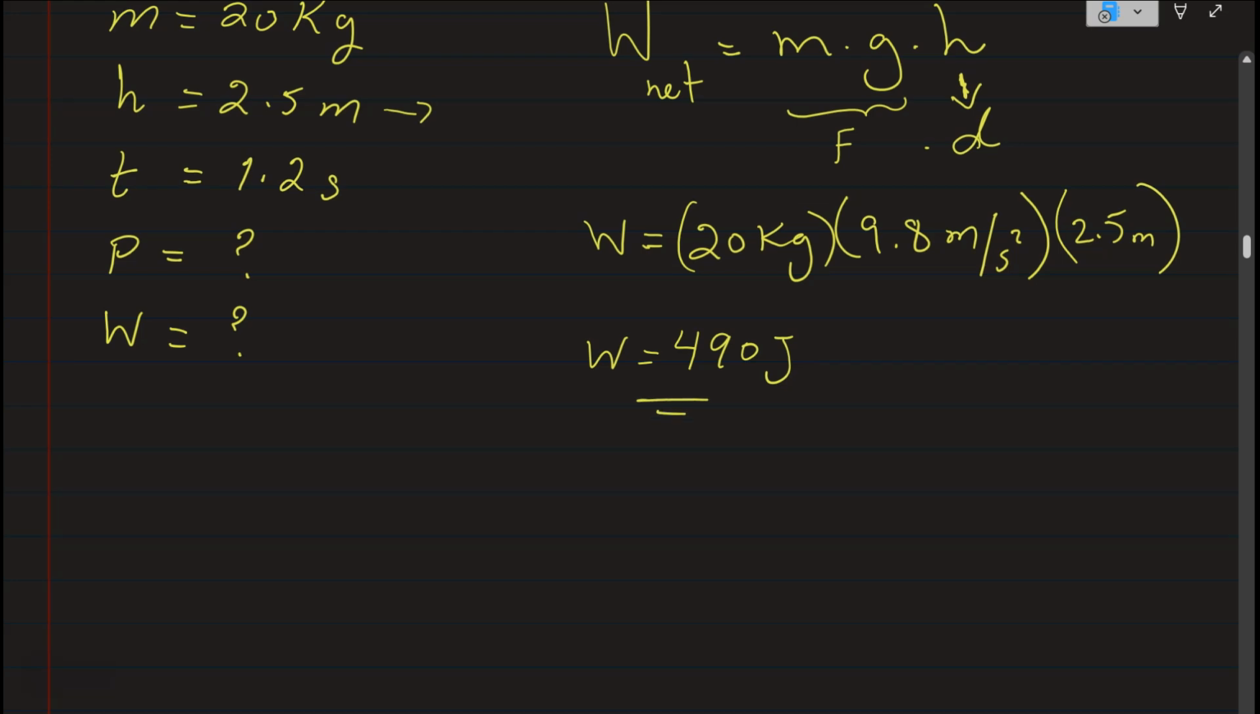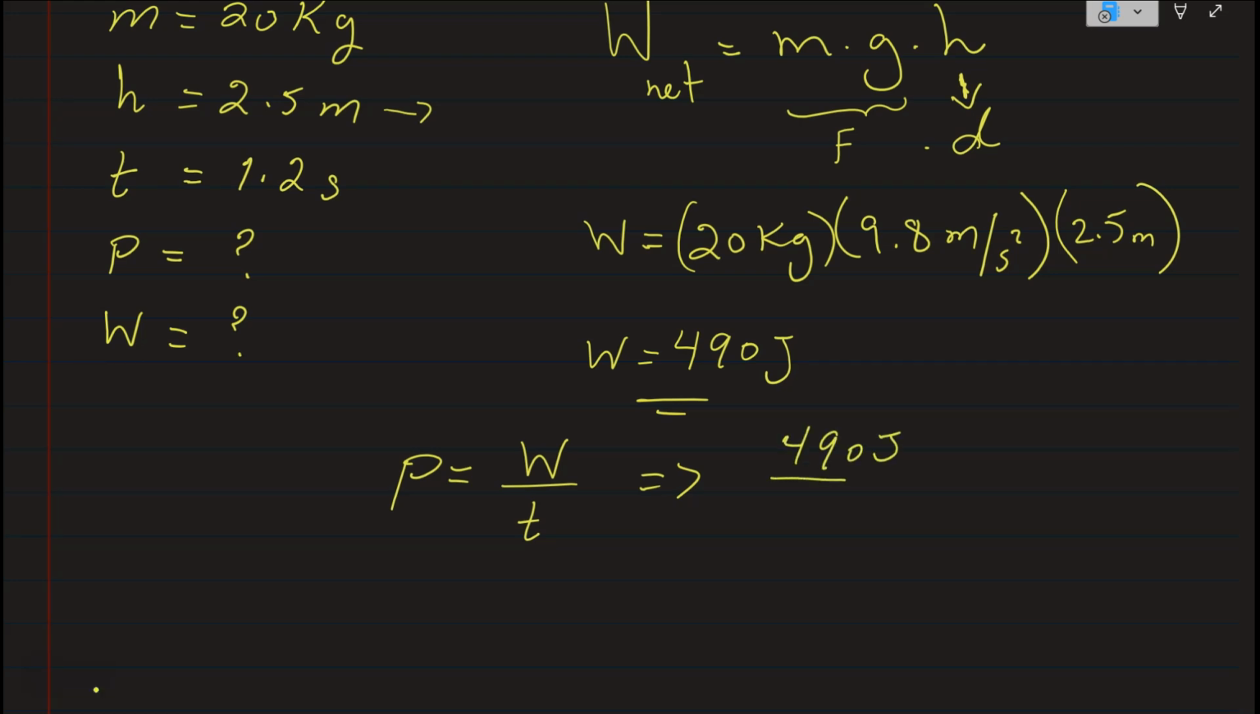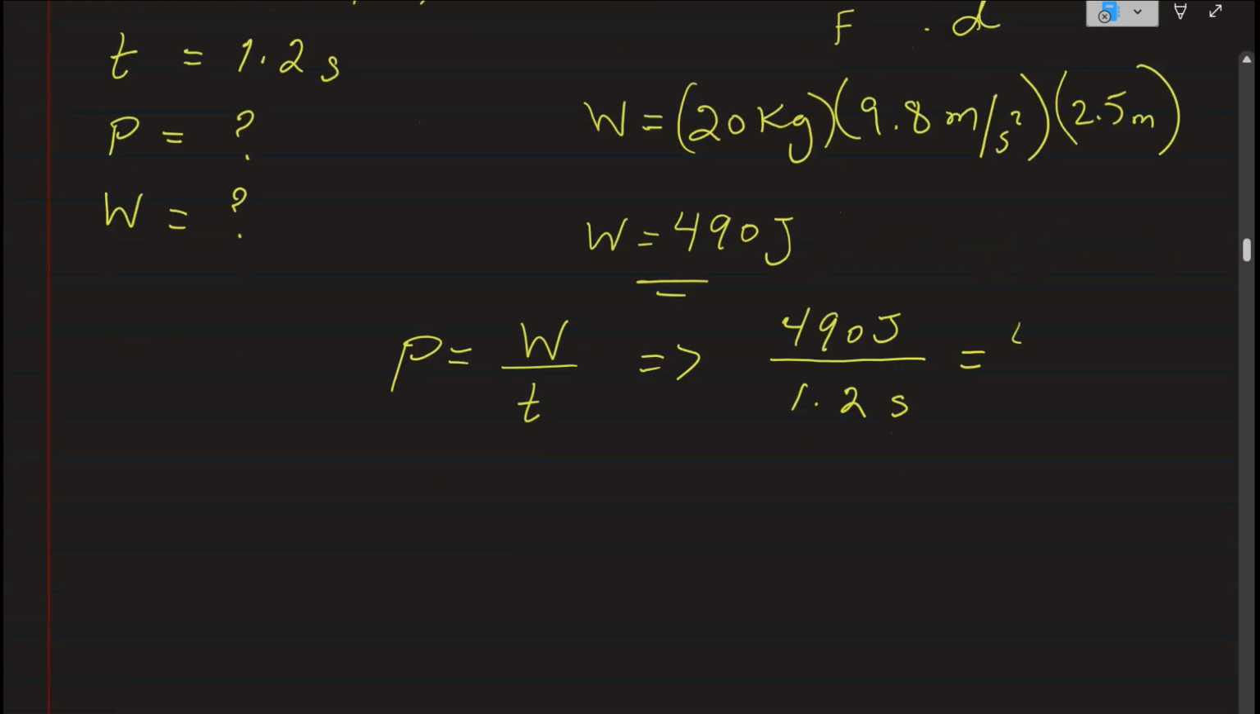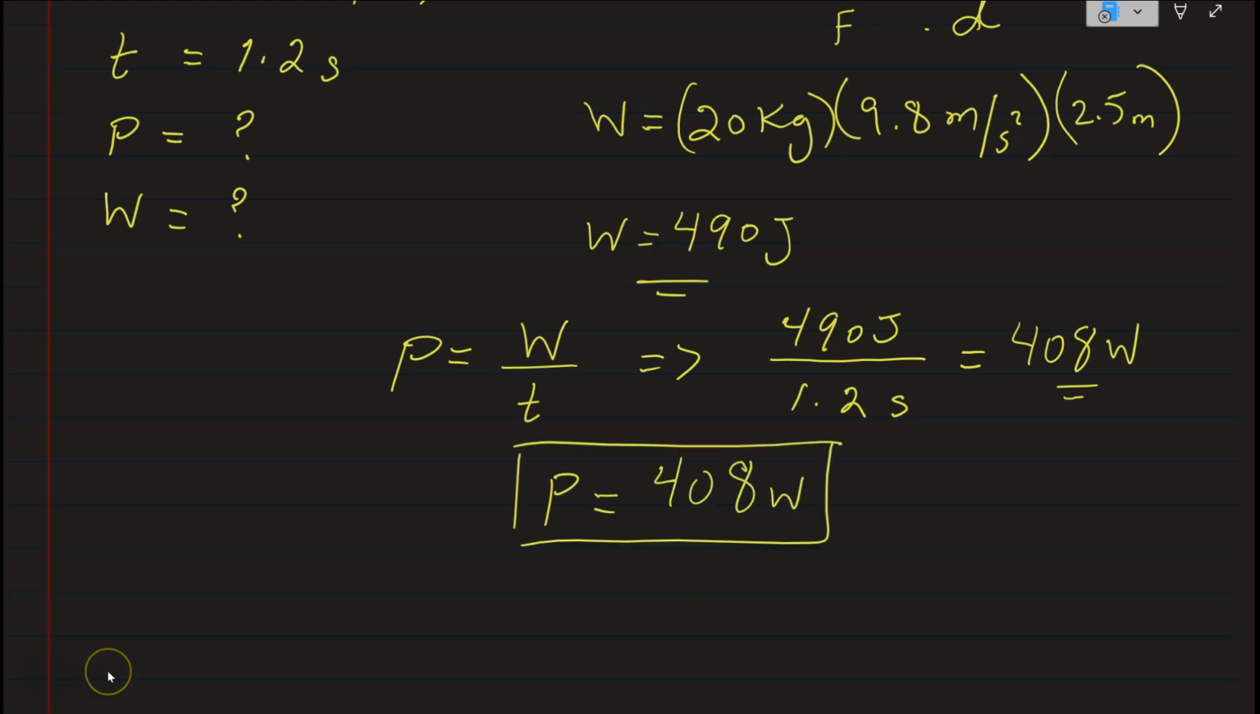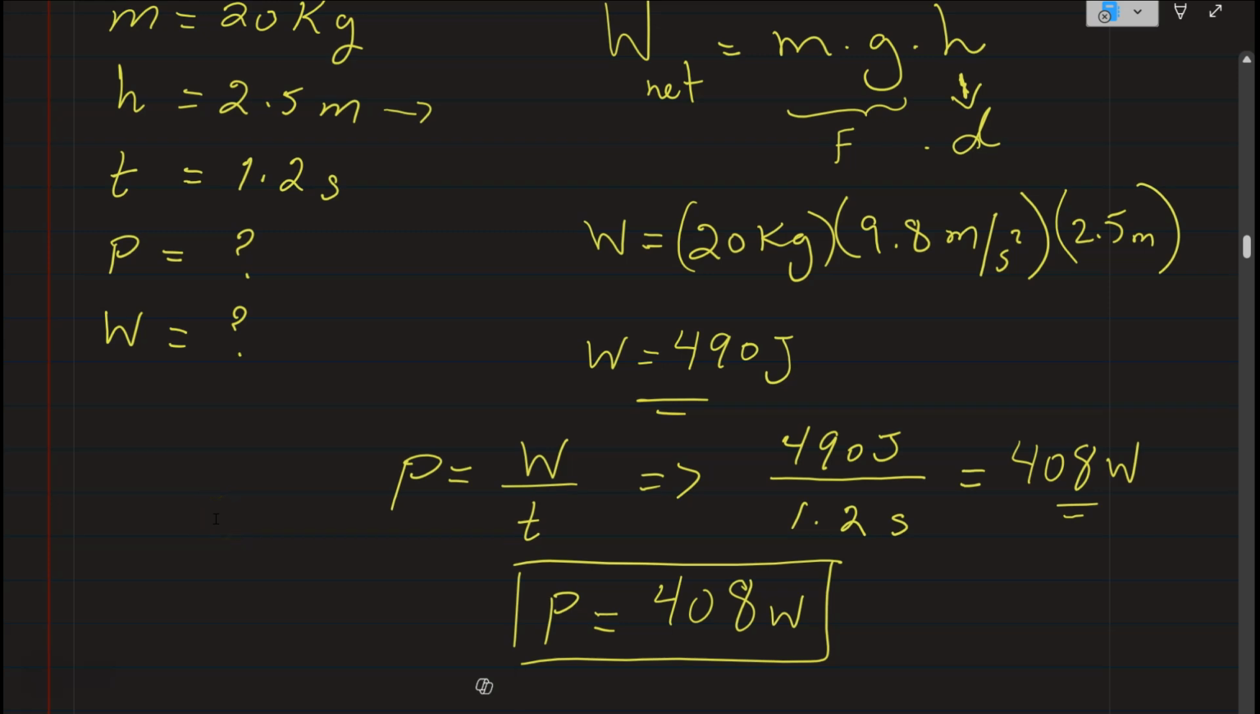Now that we got this, we're going to go back and use the power. Power is equal to work divided by time. We plug in the numbers: 490 joules divided by the time, which was 1.2 seconds. We do the math and get 408 watts. So this is the power generated by that student lifting that box 2.5 meters in 1.2 seconds. All right, let's look at another example.